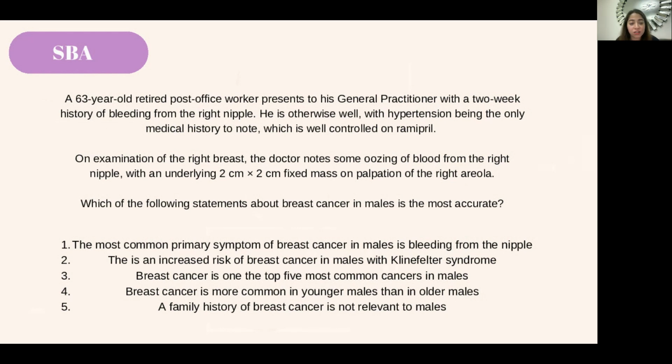And on your examination, you notice some oozing of blood from the nipple with a fixed mass under the right areola. So the question is asking what's the most accurate in male breast cancers. And I just wanted to highlight that even though breast cancer is rare in men and has a 1% risk, in men with Klinefelter, it's actually a much higher risk, approximately a 1 in 25 chance in individuals with Klinefelter syndrome.